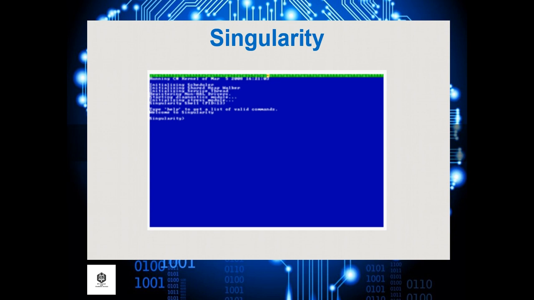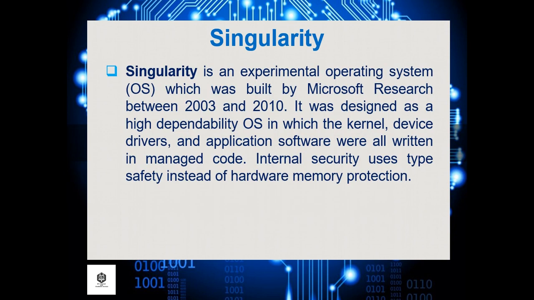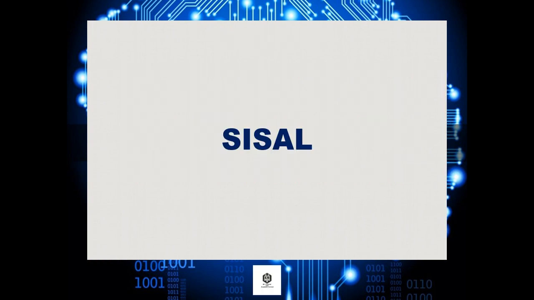Singularity. Singularity is an experimental operating system, or OS, which was built by Microsoft Research between 2003 and 2010. It was designed as a high dependability OS in which the kernel, device drivers, and application software were all written in managed code. Internal security uses type safety instead of hardware memory protection.